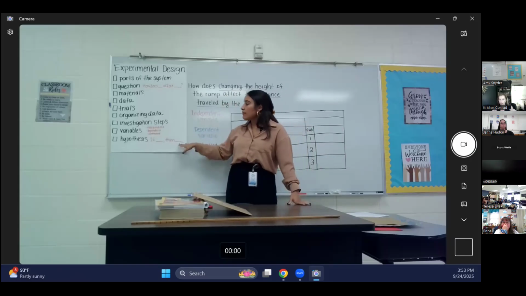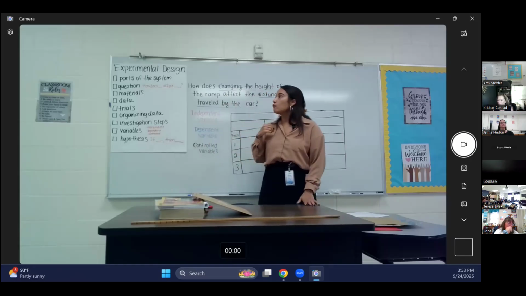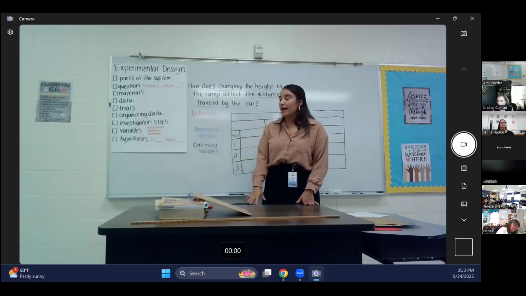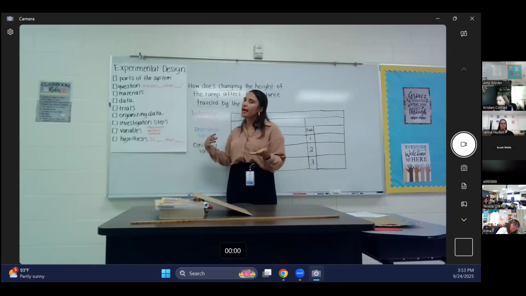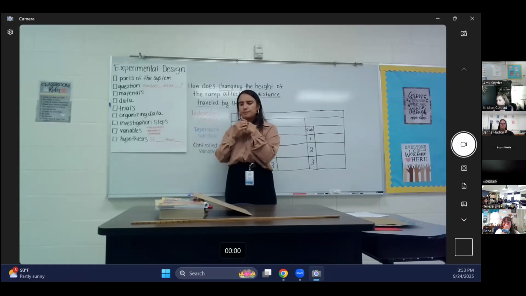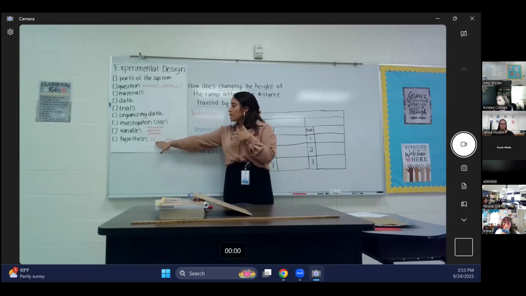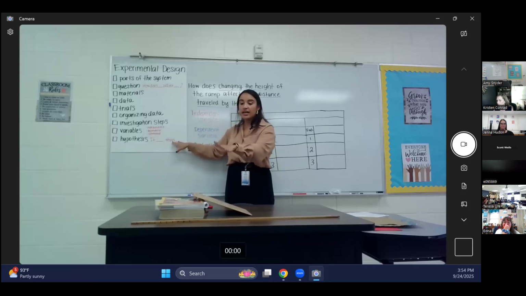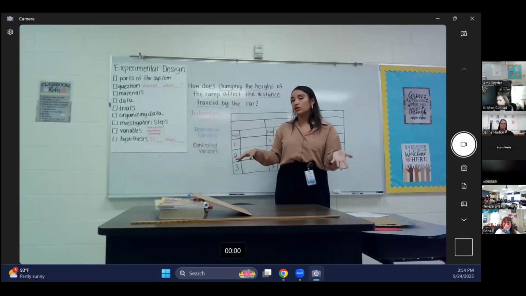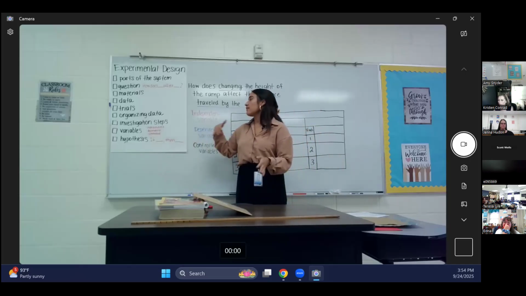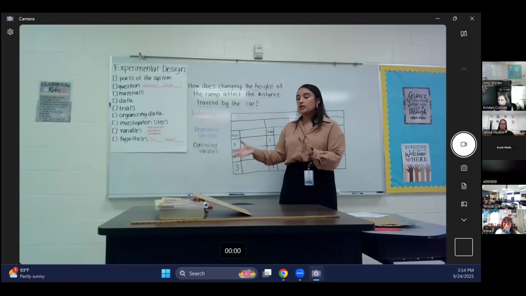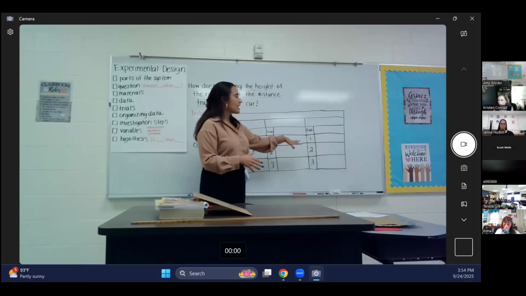And then I would develop my hypothesis. My hypothesis is my prediction of what I think the results will be to my investigation. I can use this if-then sentence stem to create my hypothesis. So I could say, I think that if the height of the ramp increases, then the car will travel a greater distance. That could be my guess of what I think may happen, and then I would perform the investigation.